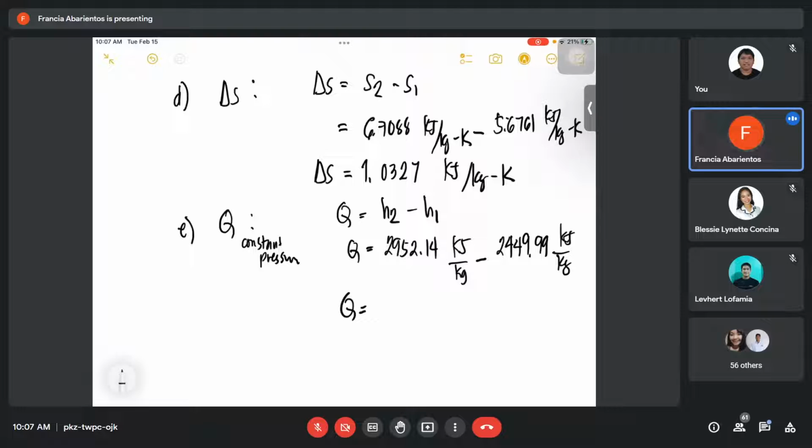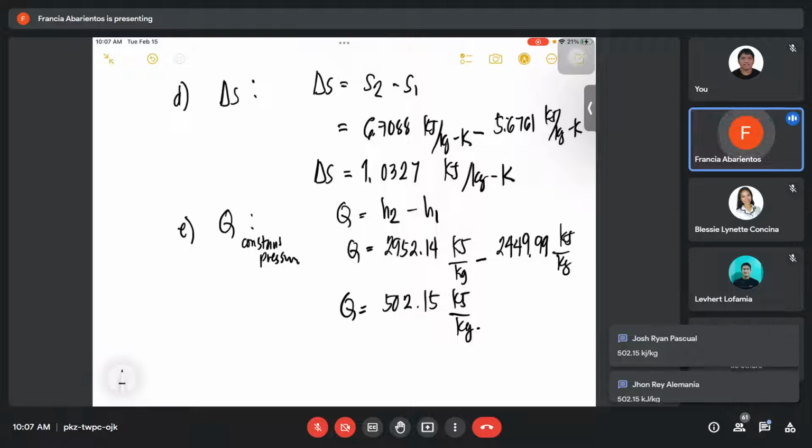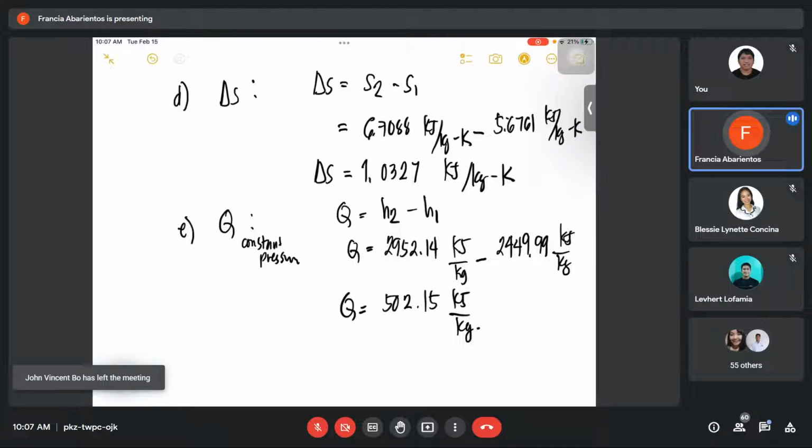So we have now the transferred heat. Ilan? 2952.13 minus 2449.99. Okay, so we have now the transfer heat 502.15 kilojoule per kilo. Okay, class, may question pa ba sa ating molecular chart and the first process of vapor wherein that is now the constant pressure. Okay.